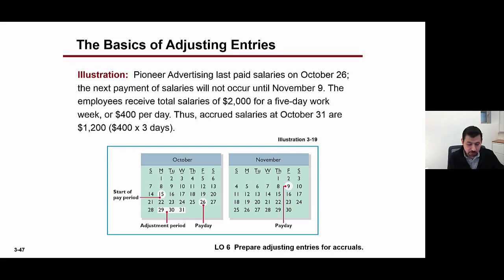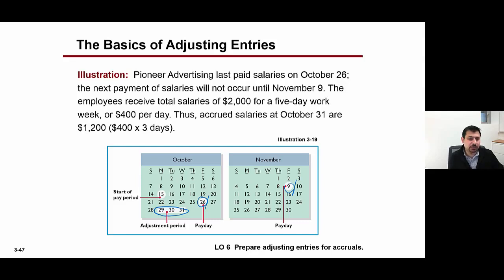Remember, basically what we're saying here is that the company will pay on this day, and then the second payment will be on this day here. However, what about those 3 days here? Those 3 working days, Monday, Tuesday, and Wednesday. The employees have worked those 3 days, but the company will not pay them now.